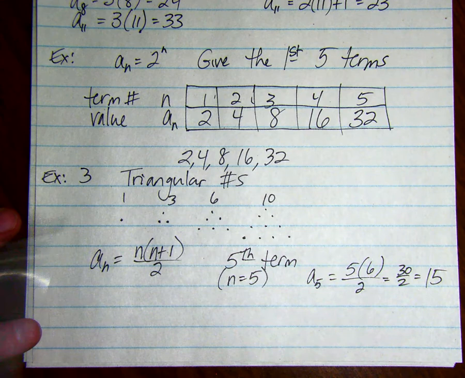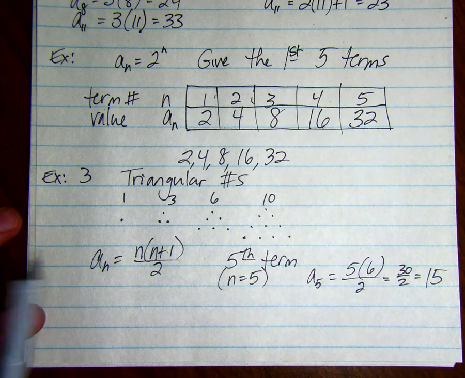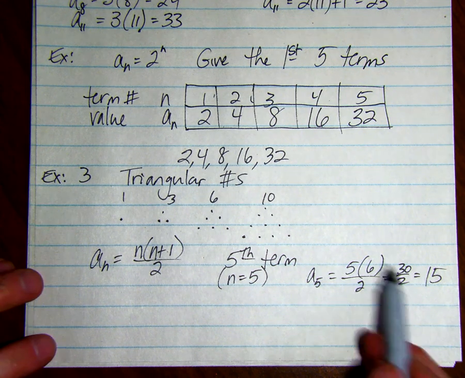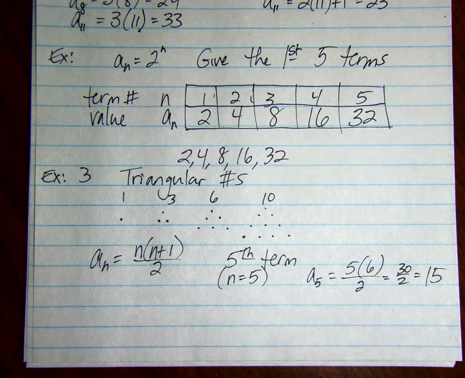Those are triangular numbers. So 1, 3, 6, 10, 15. Then we would have to add 6 more to get 21. Or we could plug it into our formula. Super awesome. Okay, end of the lesson.